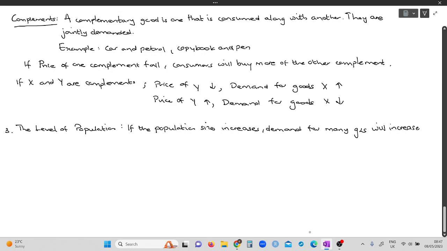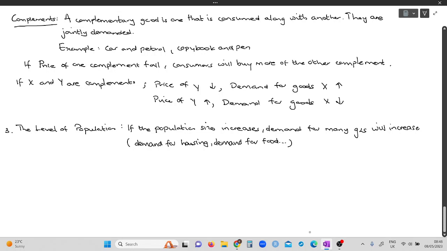Donc which type of products are we talking about? For example, demand for housing will increase. People will need places to live. You will have demand for food. You also have demand for education, demand for healthcare. Donc, this is the size of the population.